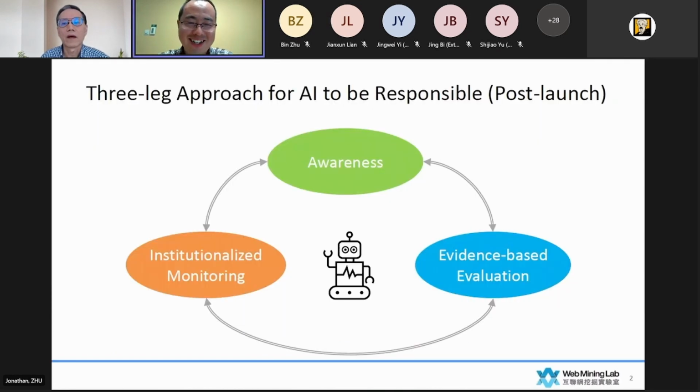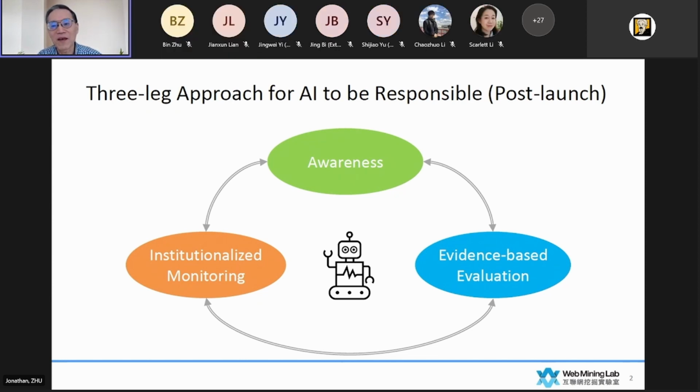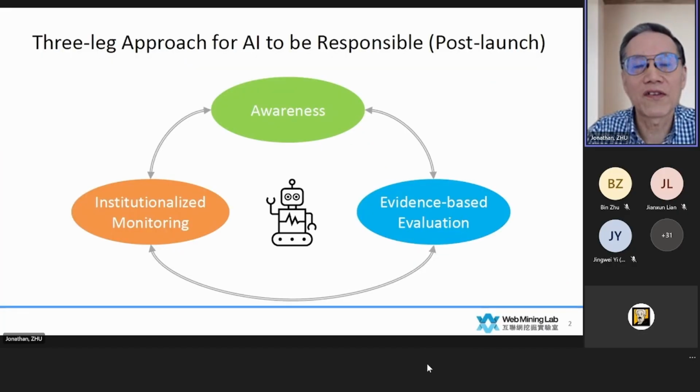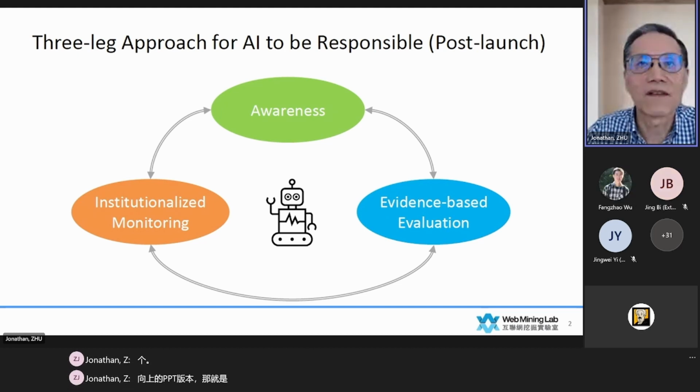Yeah, we can see your slide now. Can you see the second page or third page? Second page. Three-leg approach for AI to be responsible post-launch. Okay. All right. Well, this is perhaps another example of a counterfactual. Once I add one input, then the outcome changes. What has changed is this is a PPT version, and so there is no Chinese subtitle to it.